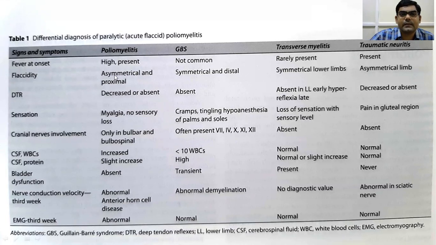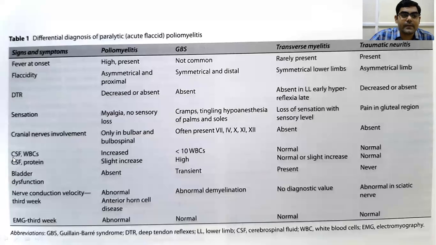So flaccidity, again, asymmetrical and proximal. Yeah, symmetrical and distal. This is called descending paralysis. This is called ascending paralysis. And DTR, decreased in one, and it is absent in the other. Sensation, myalgia, no sensory loss. Here there will be a sensory loss, that tingling, hypoanesthesia of palms and soles, and it depends upon the extent of involvement of spinal cord. Yeah? Cranial nerves only in bulbar and bulbospinal. Cranial nerves are most commonly infected.